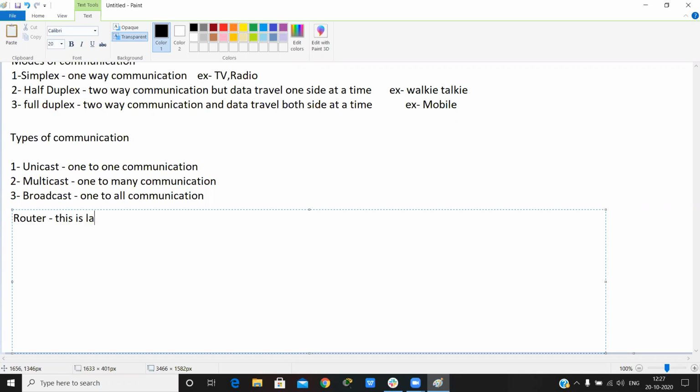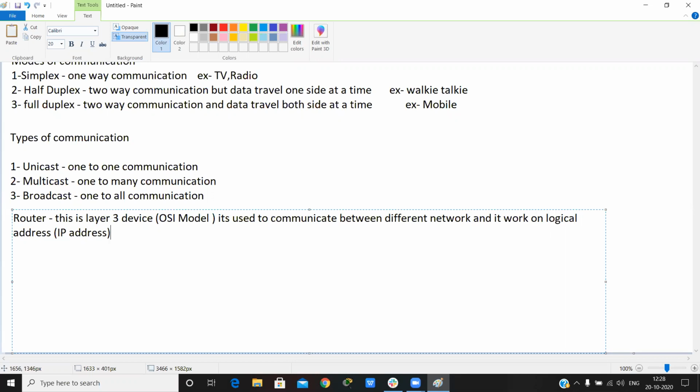This is a layer 3 device on the OSI model, and it is used to communicate between different networks, because every router interface connects a different network. So it is used to communicate between different networks and it works on logical address. Logical address means IP address.